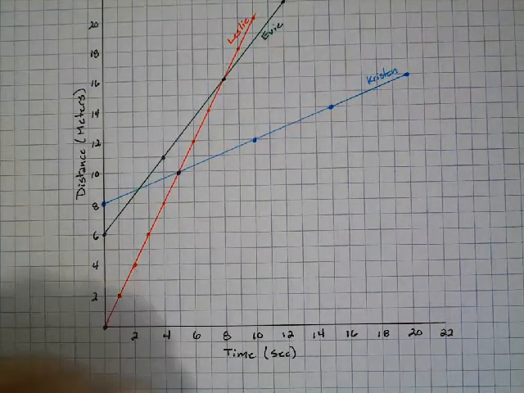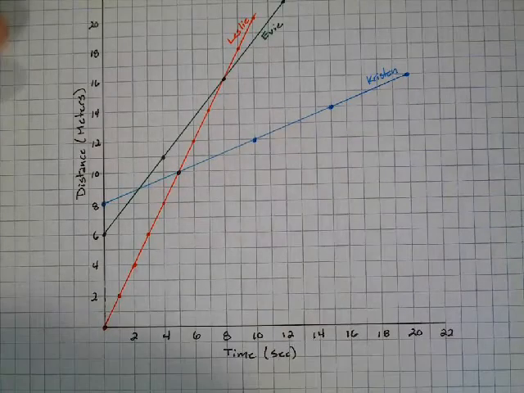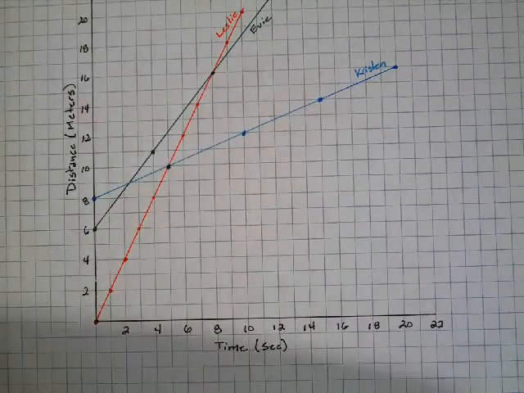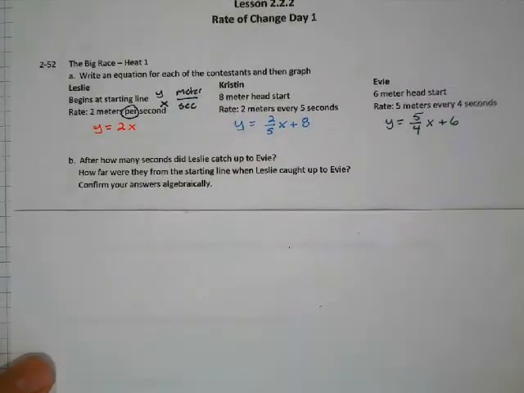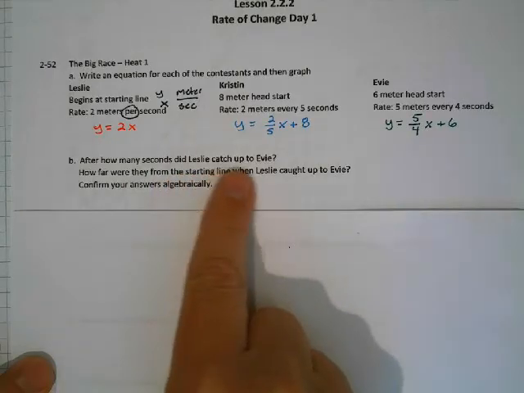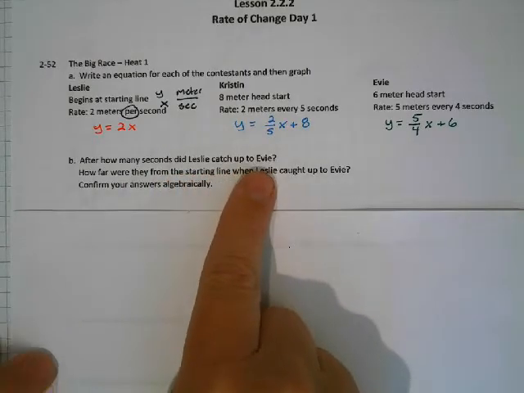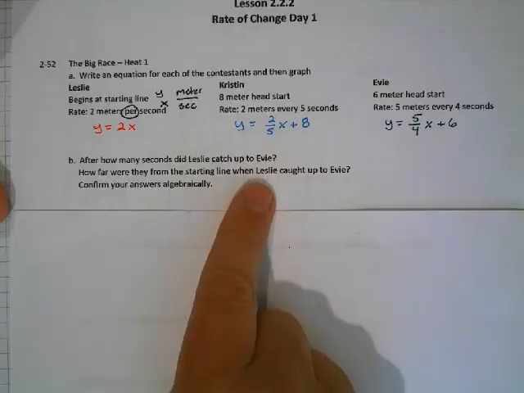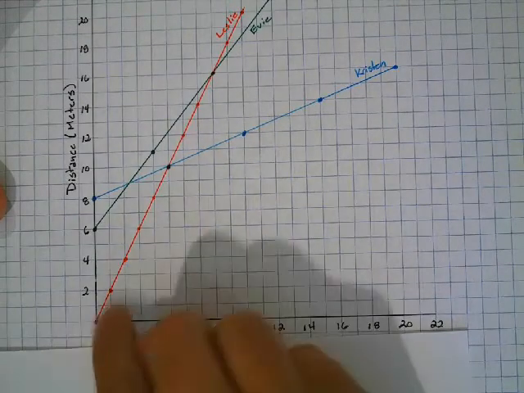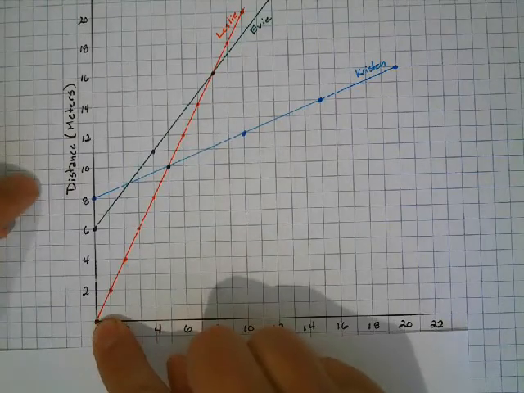All right, we're going to answer a couple of questions about our race. So I'll leave the graph up here, and let's look at what our questions are. First question about our race. After how many seconds did Leslie catch up to Evie? All right, so how many seconds did it take for Leslie to catch up to Evie? All right, so here's Leslie, and Evie is in green.